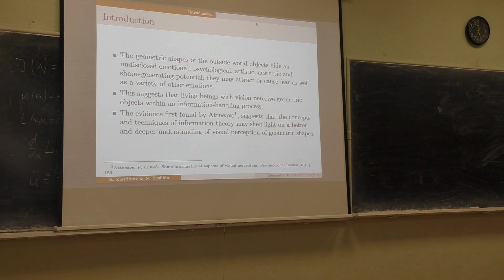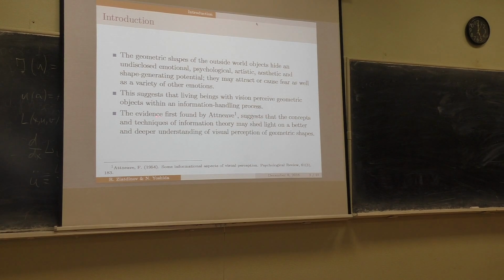So it suggests that living beings with vision perceive geometric objects with an information handling process. Actually, our vision is very similar to the vision of chimpanzees, for instance, as was investigated recently by Japanese scientists from Kyoto University. We perceive shapes in a very similar way, especially convexities and concavities of the objects. The first guy was a psychologist, Fred Attneave.